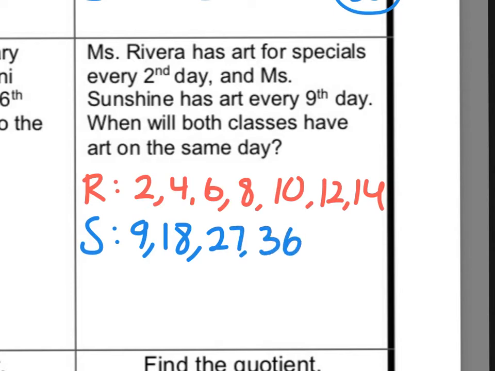Now, when they have it the same is when they have a matching number. And if I add more to Miss Rivera, 14, 16, and 18, then we know that they have a matching day on the 18th day, because that's when they both have 18.